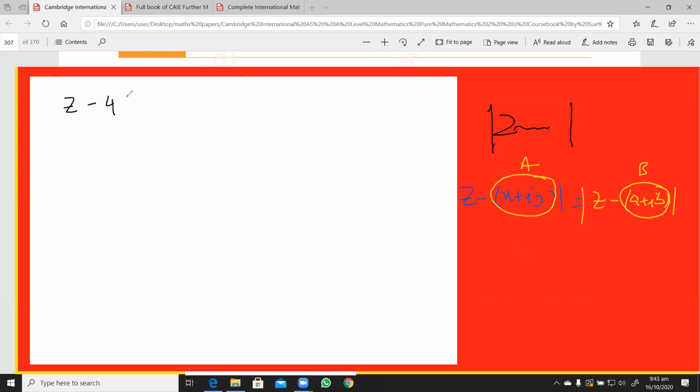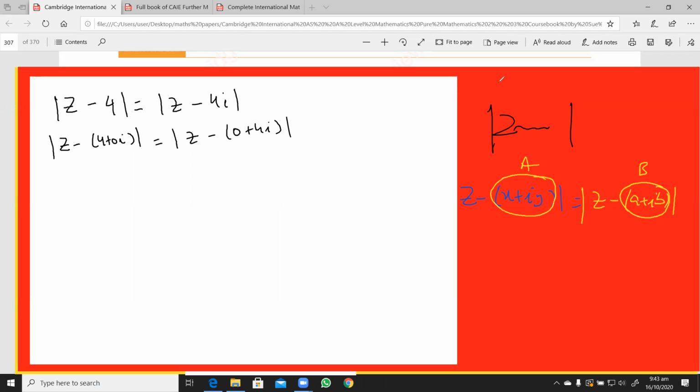Modulus of z minus 4 is equal to modulus of z minus 4 iota. The modulus of z minus 4 is the same as the modulus of z minus 4 iota. So first of all, you have to write it as z minus 4 plus 0 iota, and that is equal to z minus 0 plus 4 iota. Now there has to be a minus between these two.